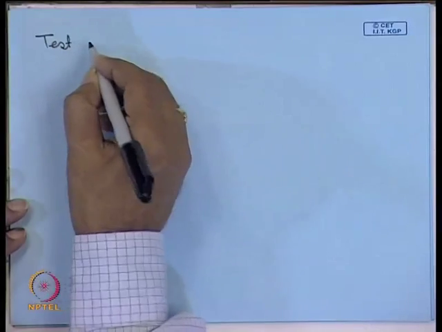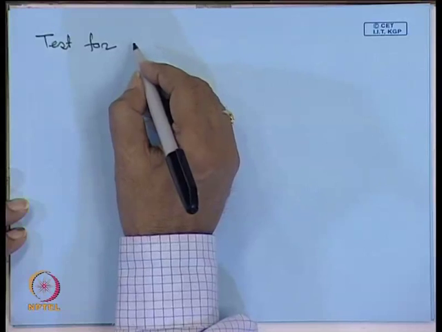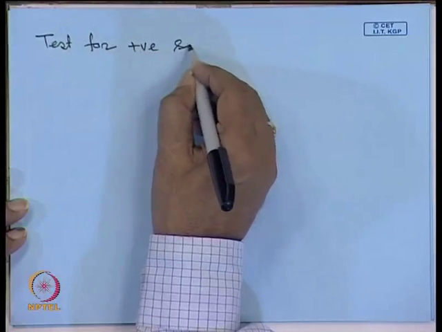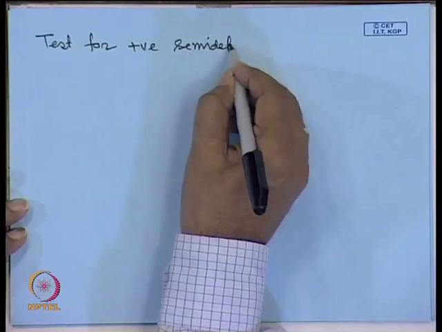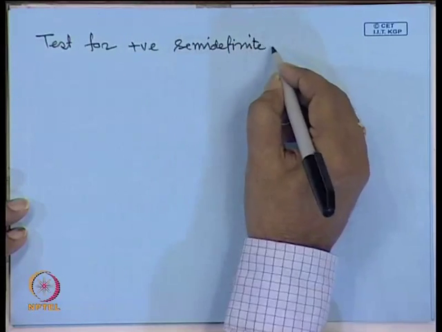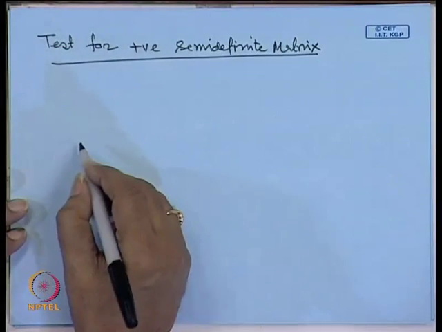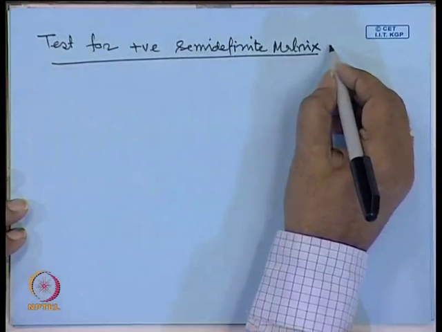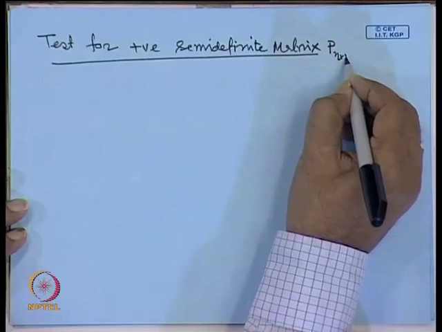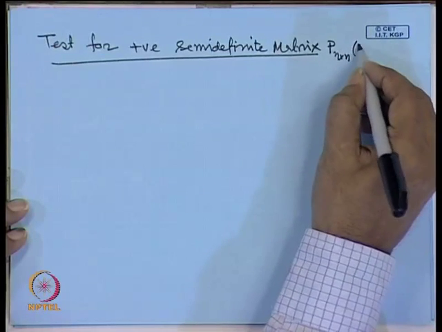Okay. So, next is the test for semi-definite matrix using Sylvester criteria, the test for positive semi-definite matrix, and that test you can do. So, semi-definite matrix P, which is n cross n, and that matrix is a symmetric matrix.